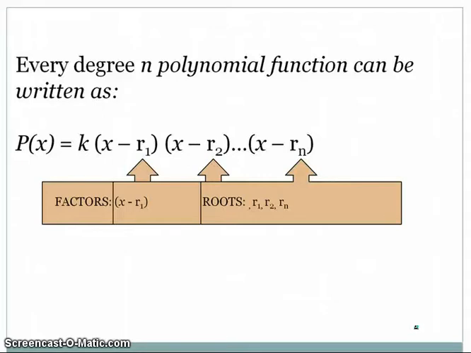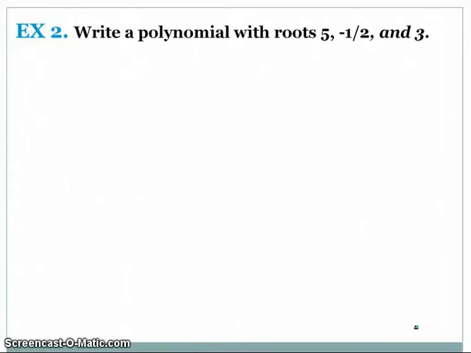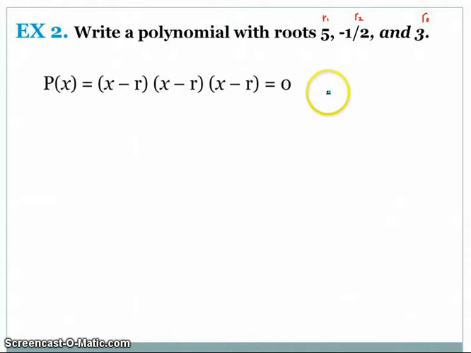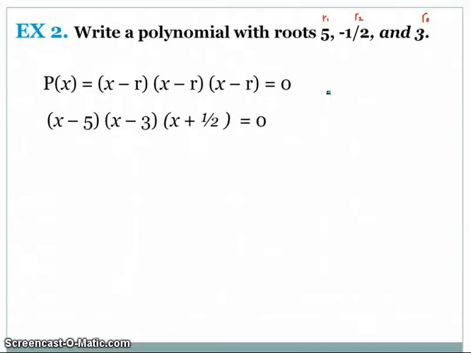If I apply this more specifically, I get to use it on a problem like this. Write a polynomial with roots 5, negative 1/2, and 3. So this is like r1, and this is r2, and this is r3. Using the theorem that we just looked at, which says that I can write my polynomial as a product of factors, I can plug in the roots: 5, 3, and negative 1/2. Now all I have to do is multiply these together.